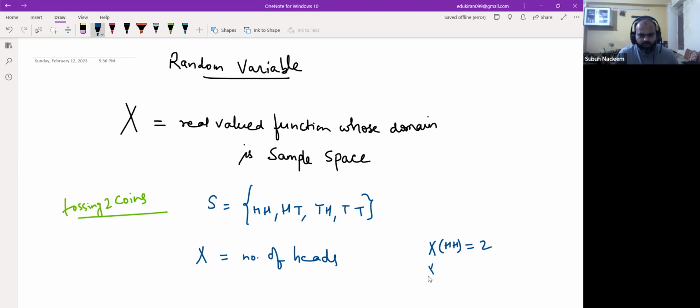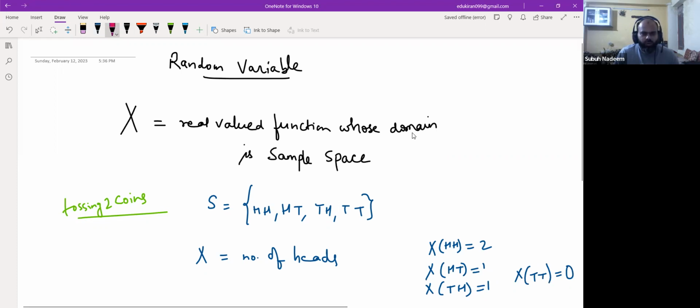Number of heads are 2. X of HT is 1. X of TH is also 1. And X of TT is 0. So basically here the random variable I have defined as the number of heads. Now I have taken input from the domain of the sample space, and I have seen what the outputs are. Outputs are real values. So this is how we define a random variable.